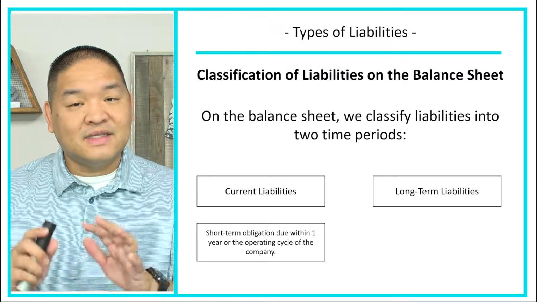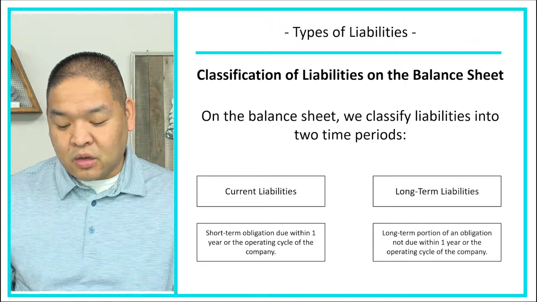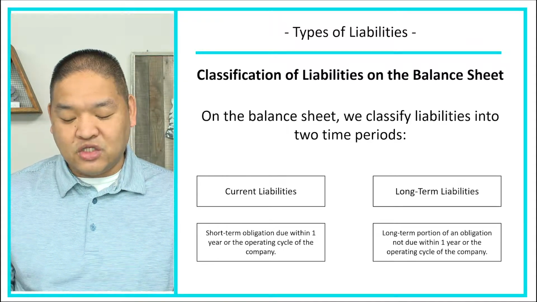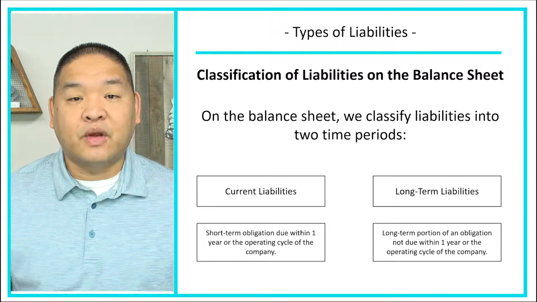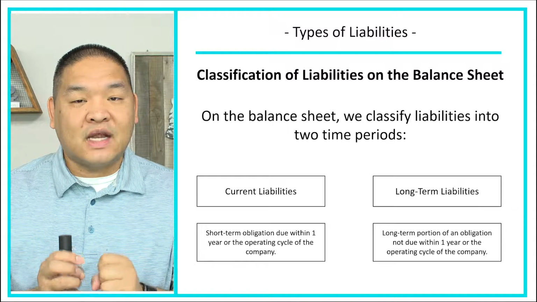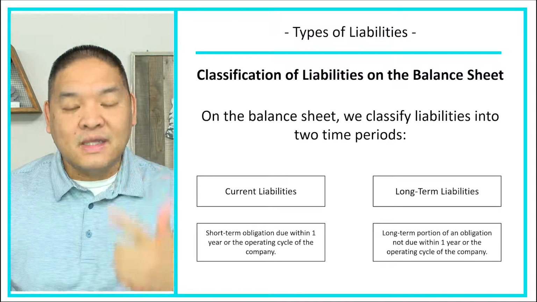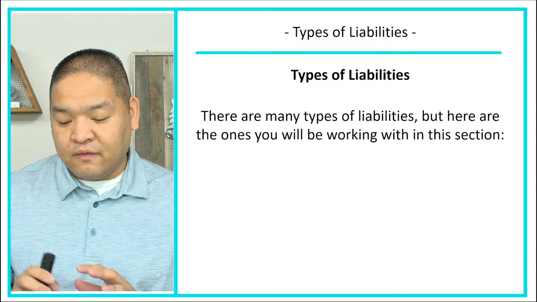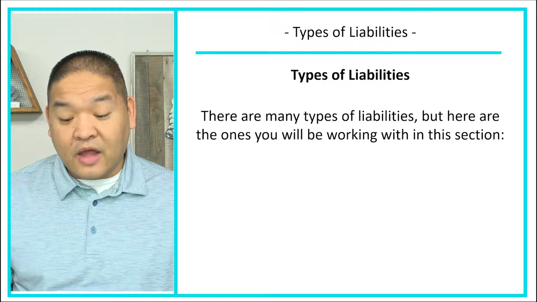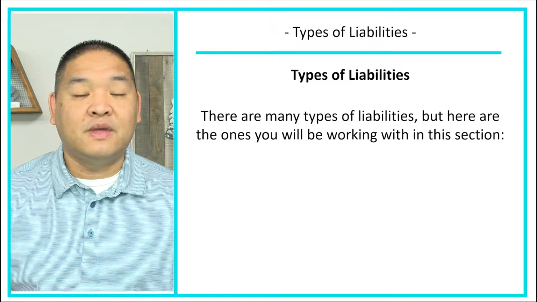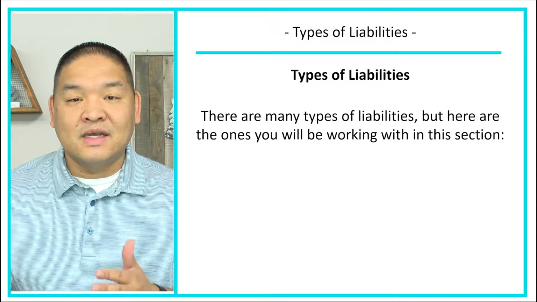Then everything else that doesn't fit that bill is considered long-term liabilities. These are long-term portions of obligations not due within 1 year or the operating cycle of a company. So when we have these liabilities, we can segregate them into current or non-current liabilities, or long-term liabilities, from our definition here. Now, there are many types of liabilities, but these are the ones that we're specifically going to be talking about in this section.